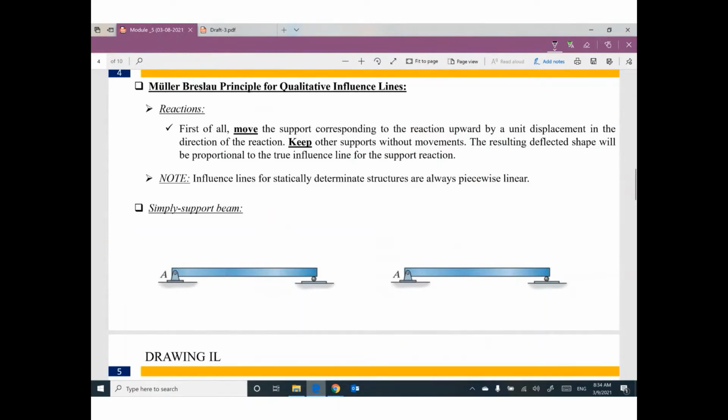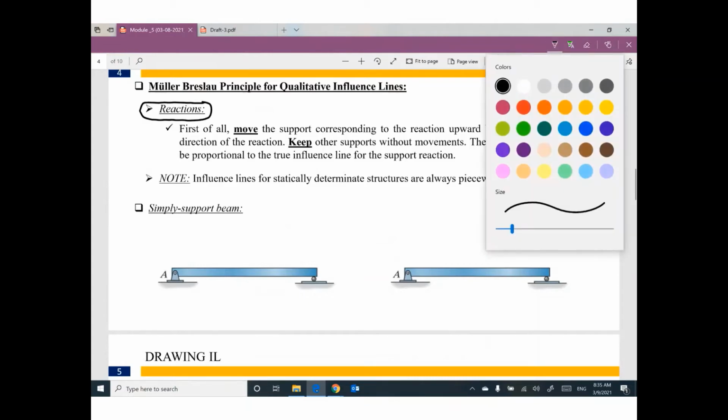Previously, in the previous part of the course, we learned if you have a correct reaction, you can get a correct solution. That's right? Do you remember? For beam or frame or truss, if you have correct reactions, you will have correct solution. So the first part, we need to learn how can we draw influence line for reaction.